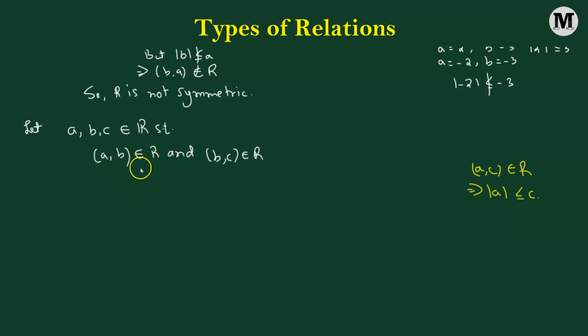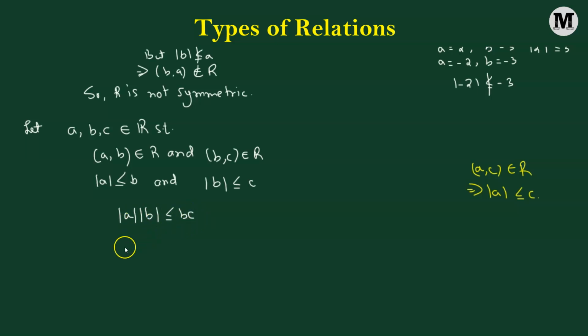Since A comma B belongs to the relation R, we can say here that absolute value of A is less than or equal to B. And the ordered pair B comma C belongs to R. This means that the absolute value of B must be less than or equal to C. Now we're going to combine these two inequalities. We're going to multiply the corresponding sides. So the left hand side gives us modulus of A times absolute value of B, which is less than or equal to B times C.